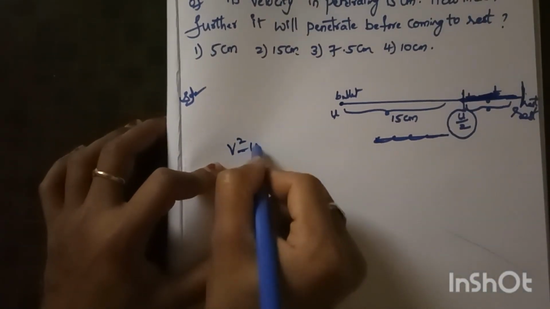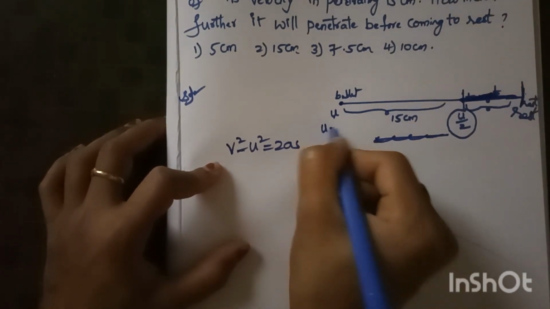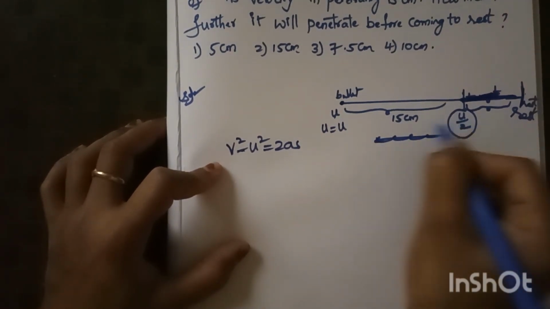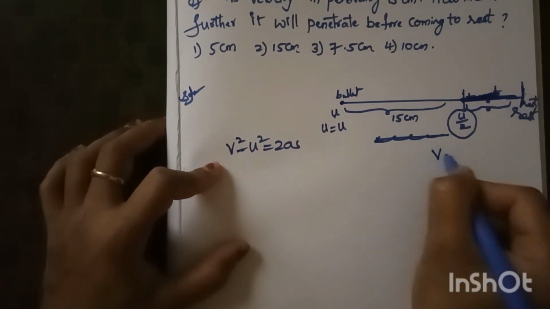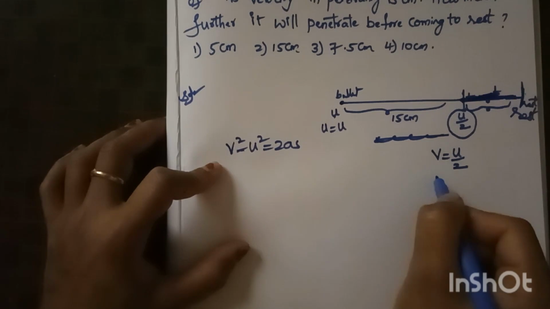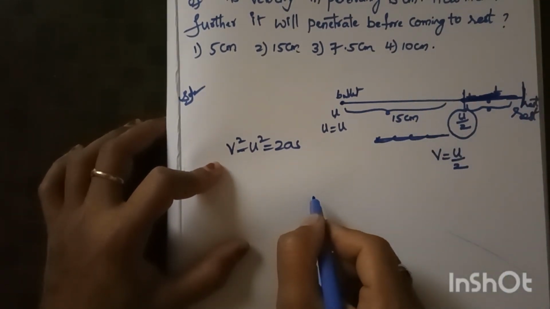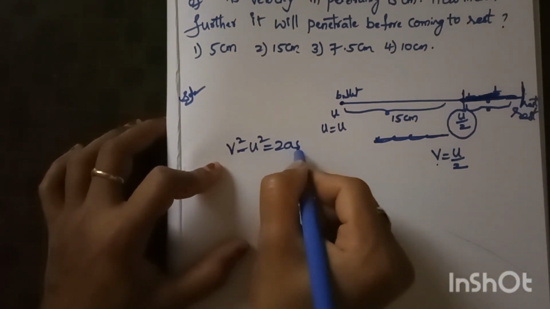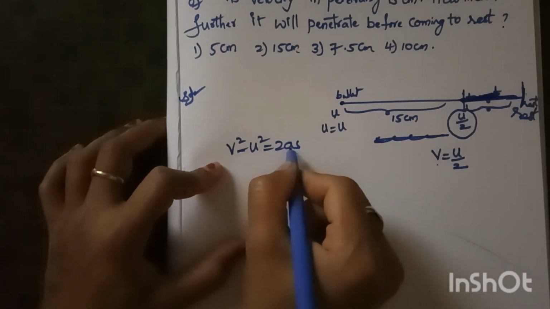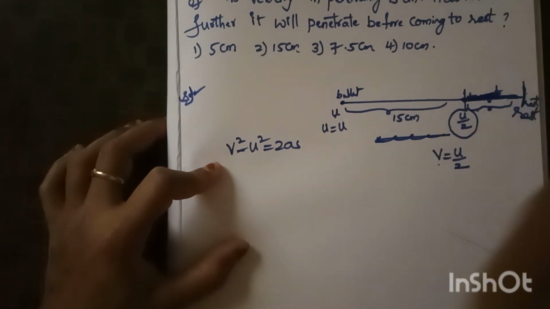First, v square minus u square equals 2as. So this is the u value. To travel 15 centimeters it loses its velocity, which means v equals u by 2. For 15 centimeters of length it becomes v. So we want how much distance it travels by losing half of its velocity to come to rest.